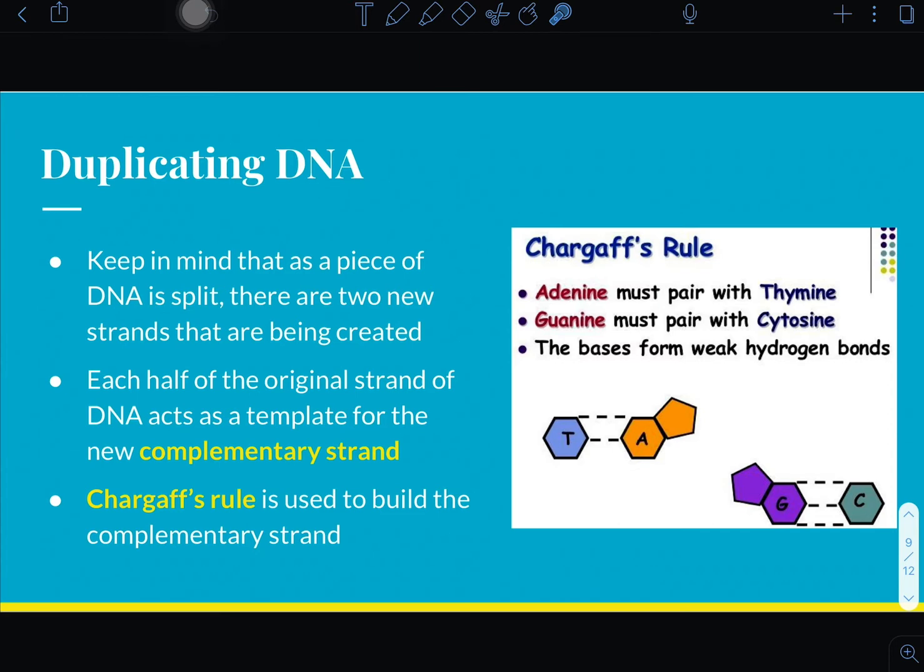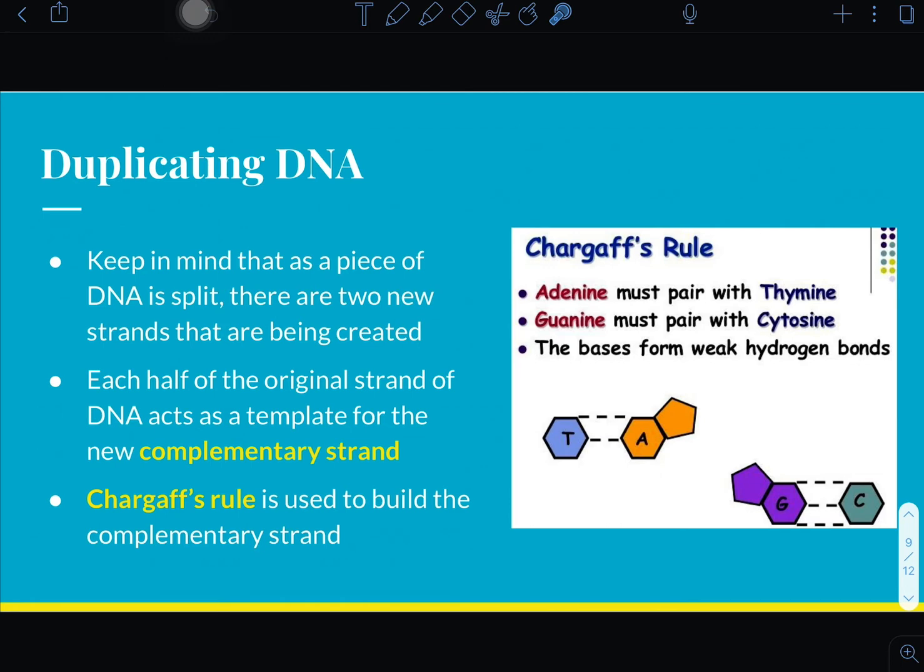So in order for us to duplicate this, we have to keep in mind that we have these things called nucleotides. And there are two strands that are being created. So what we need to do is make an exact copy. But instead of just making a complete copy, it's called a semi-conservative model, and each half of the original strand acts as a template to make a complementary strand.